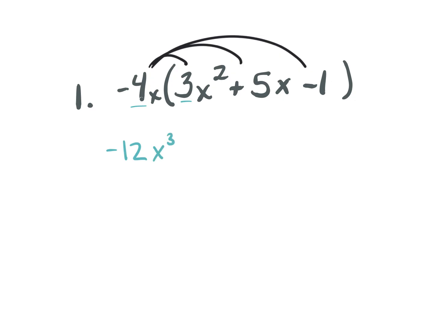So when we did this in P2, you just add the exponents together. Next, let's distribute it to the next term. Negative 4x times 5x. Negative 20x squared, perfect. And then the third one, what is negative 4x times negative 1? Plus 4x, awesome. Is this in standard form?